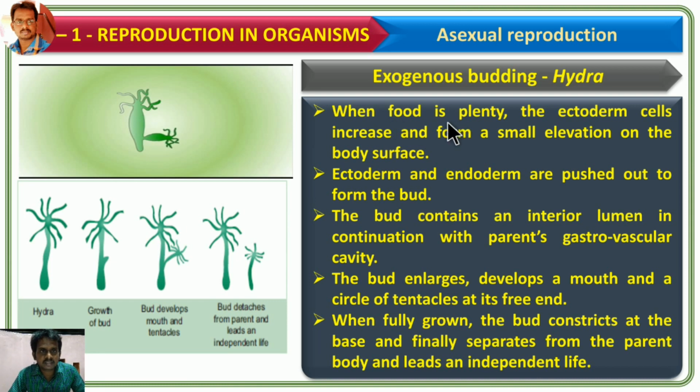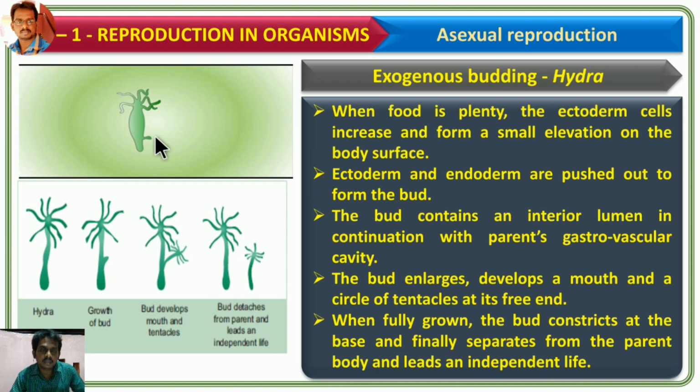When there is availability of plenty of food, the ectoderm cells increase and form a small elevation on the body surface. So this type of bud is formed when there is plenty of food. During that time, the ectoderm increases, and the endoderm is also pushed out into the bud. So this is the first step in the budding method.